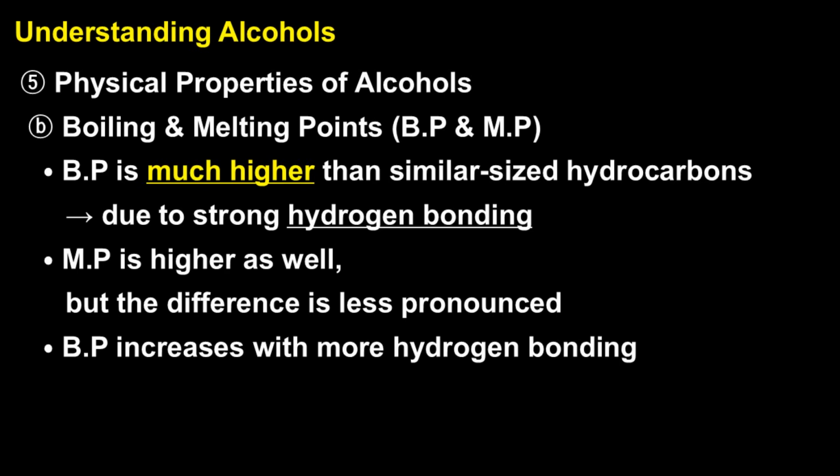Alright, now let's talk about boiling points and melting points. When you compare alcohols to similar-sized hydrocarbons, their boiling points are much higher. And the reason's pretty straightforward. It's because of hydrogen bonding. Since those strong intermolecular forces take more energy to break, alcohols need more heat to boil. Their melting points are higher too, though the difference isn't as dramatic as with boiling points. And here's a simple trend to remember. The more hydrogen bonds a molecule can form, the higher its boiling point tends to be. So when you're comparing alcohols, stronger hydrogen bonding usually means a higher boiling point.